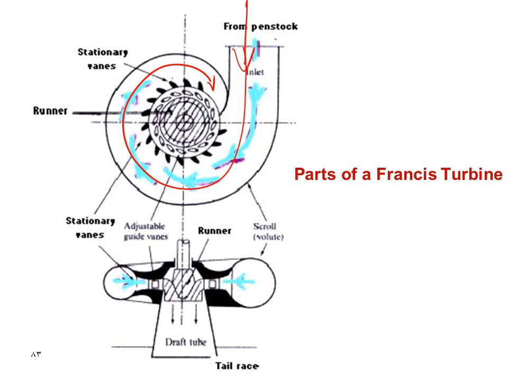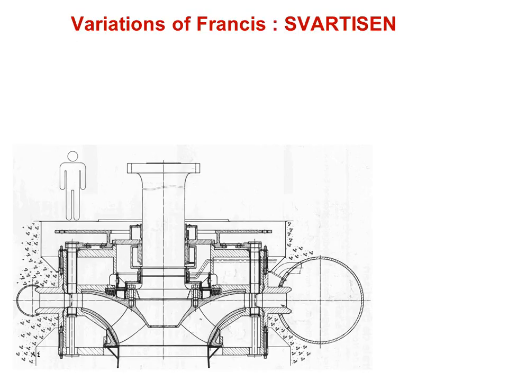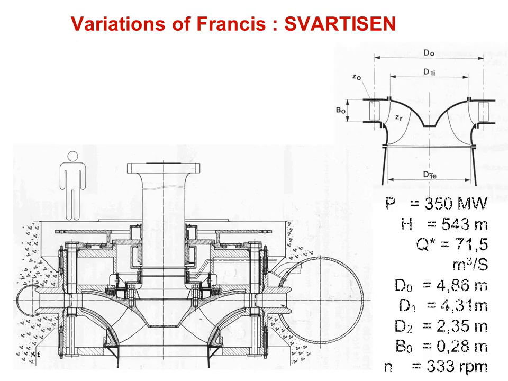Here also the same sketch about Francis turbine. Water is coming through the casing or spiral casing, and then goes radially to the stationary vanes, what we call stay vanes, and then radially to the guide vanes, and then finally to the runner. And after giving its energy to the turbine, it goes to downstream through the draft tube.